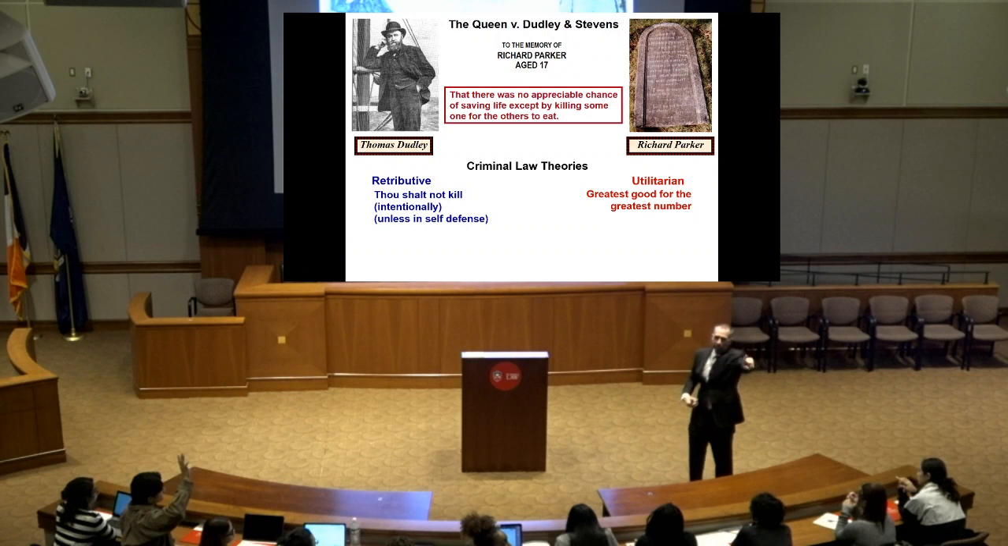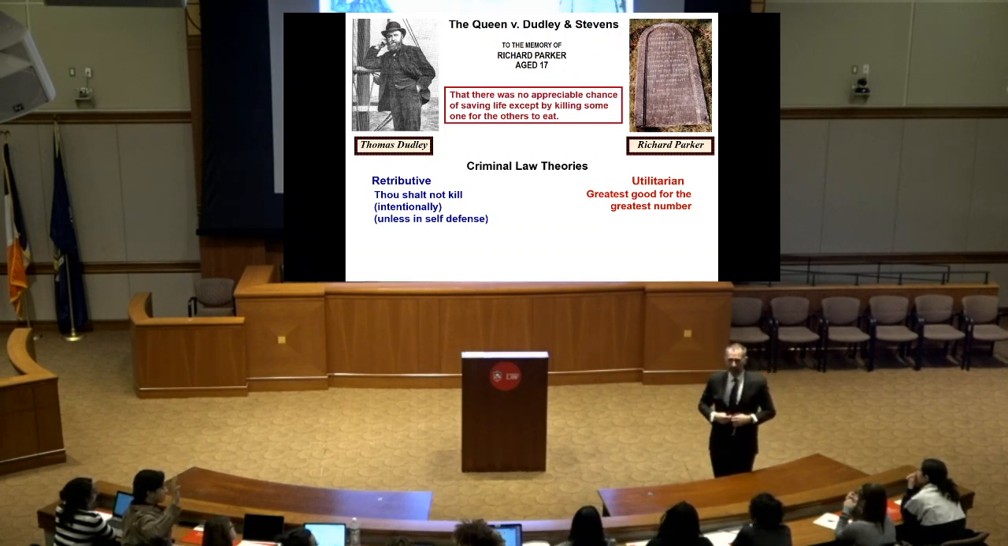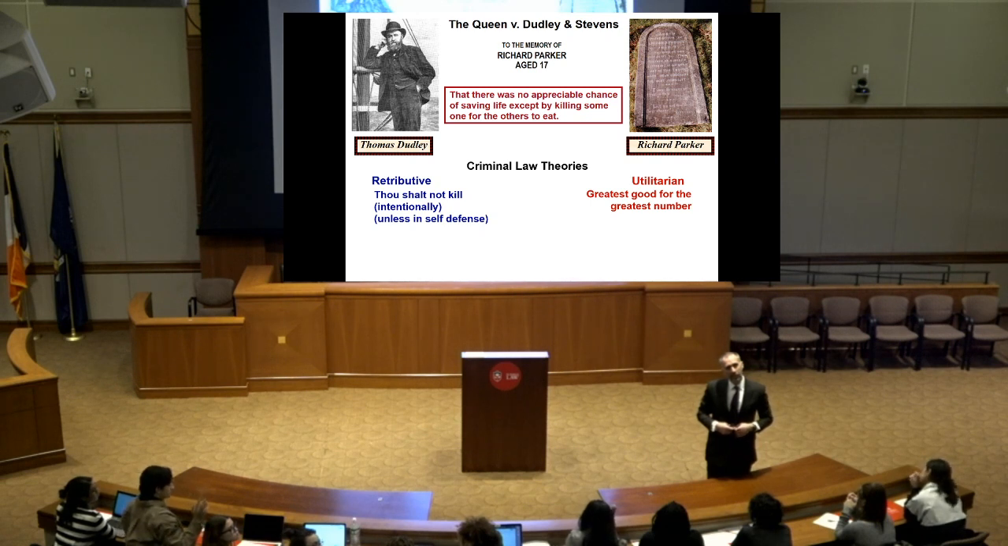I'm going to pause for a minute there because Oscar just made an argument we haven't heard yet. Parker was going to die anyway. Where does that argument fit? Are you arguing that Dudley and Stephens deserve less punishment because Parker was close to death? Yes, more or less.